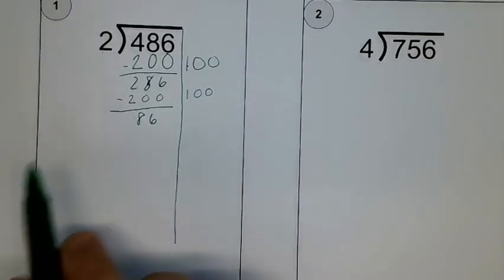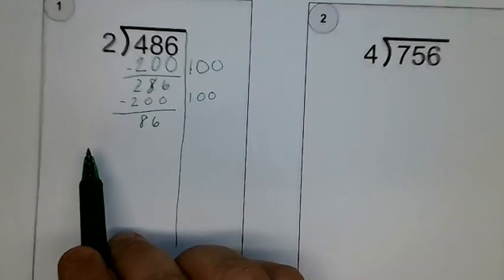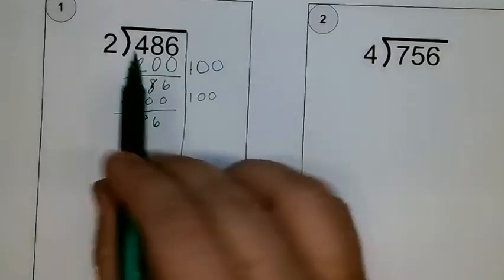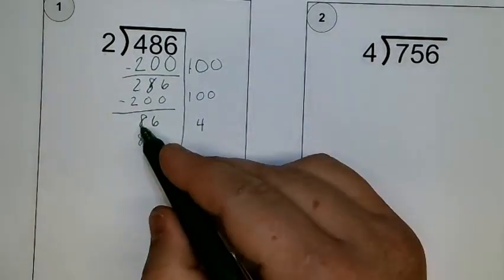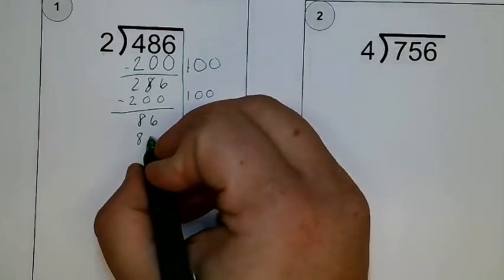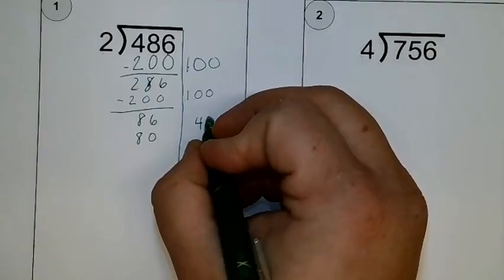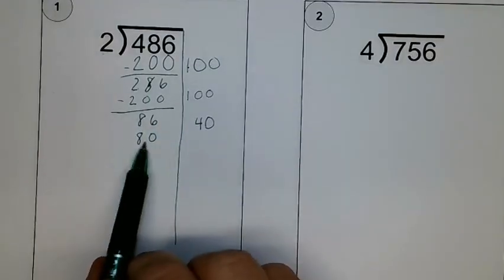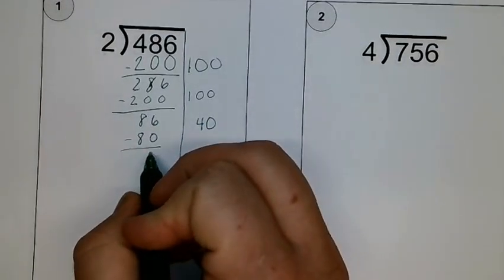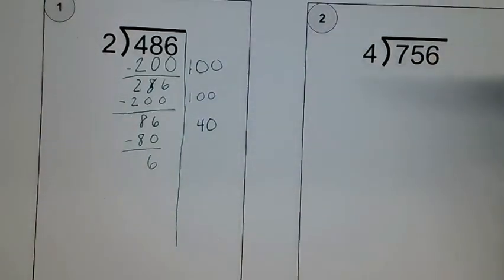2 times what? I don't need to look at the whole 86. I just need to look at one place value at a time. And so, 8. I know that 2 times 4, right? 2 times 4 equals 8. But this isn't just an 8. It's in the tens place. So I need to put that 0 so that the place values are lining up. And then I need to put that 0 over here. So really this is 2 times 40. And 2 times 40 is 80. And then 6 minus 0 is 6. 8 minus 8 is 0. So I've got a 6 left over.